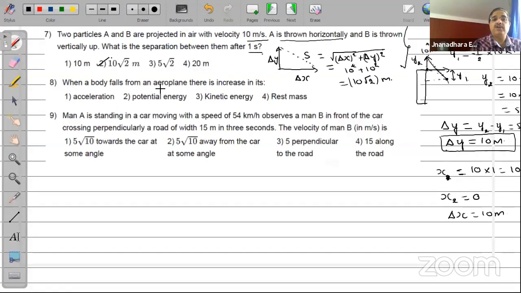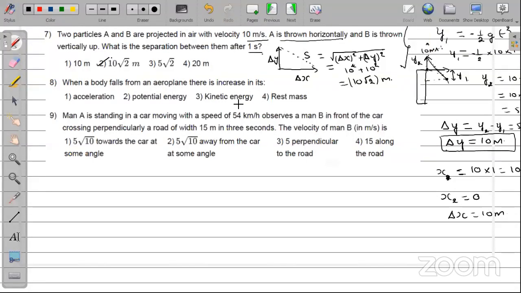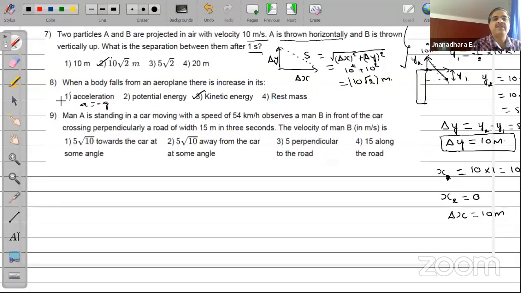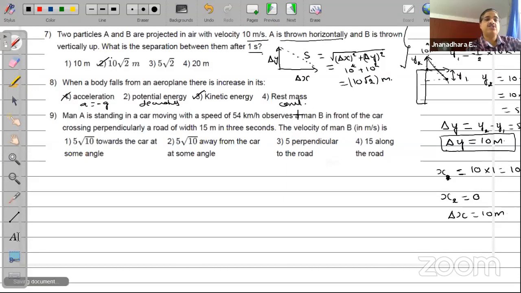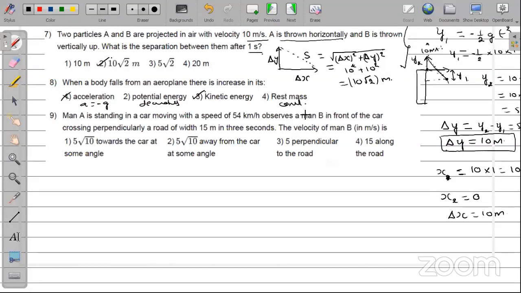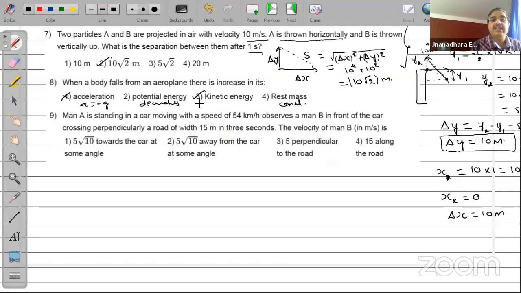When a body falls from an aeroplane, there is an increase in kinetic energy. What about acceleration? Acceleration is constant, so gravity. Very good, it is equal to minus g. Very nice, I say. What about potential energy? Potential energy decreases. As it falls down, it keeps on decreasing and becomes zero only when it reaches the ground. So it decreases. Only thing that increases is the kinetic energy.